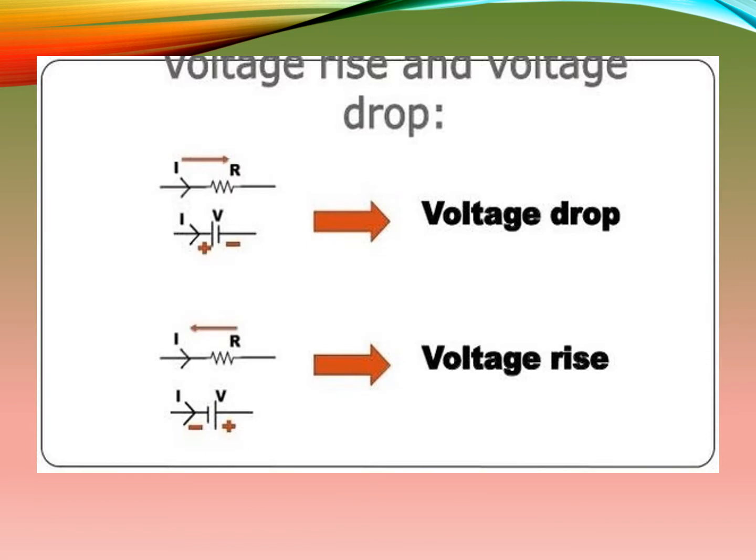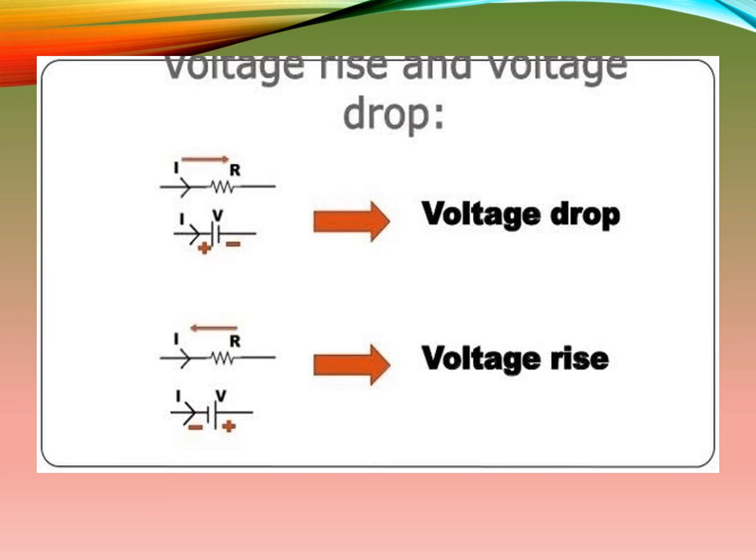This illustration is showing us the voltage rise and voltage drop. The difference between these two is that for the voltage drop, as you can see in this illustration, the electric current flows towards the resistor, so the voltage will drop. On the other hand, below the illustration, the current flows from the resistor against the direction of the electric flow of the current. So this is opposite, and of course it will have the voltage rise.